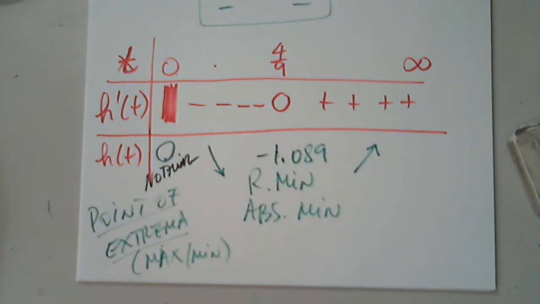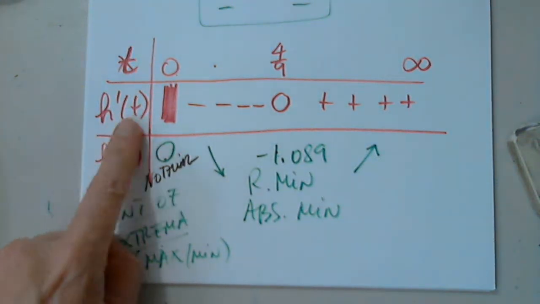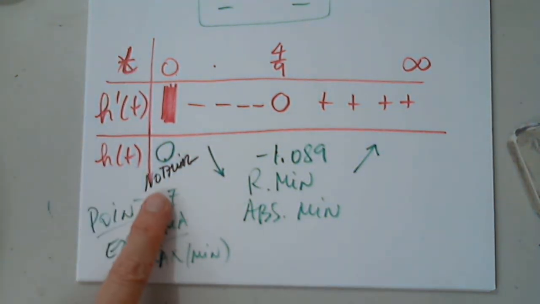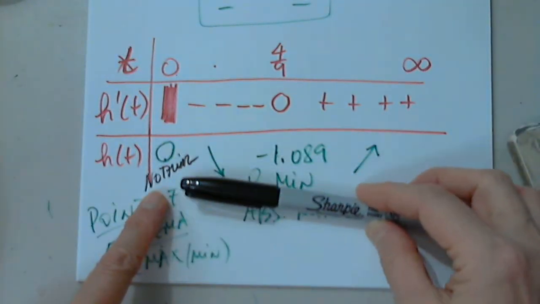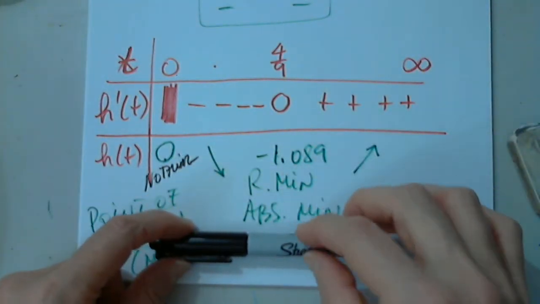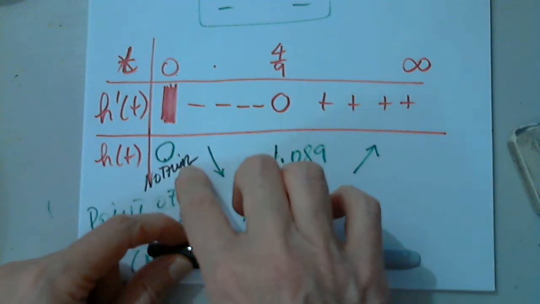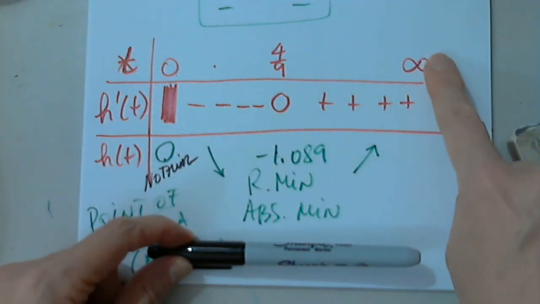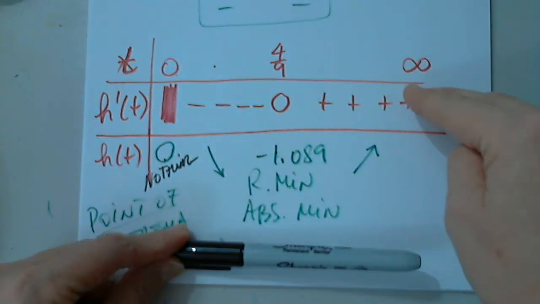No local max or min because it's at the end point of the interval. The function doesn't exist on this side of 0. It cannot be an absolute minimum because this value is smaller than it. It cannot be an absolute max because the function goes to larger values on this side that are higher than 0.